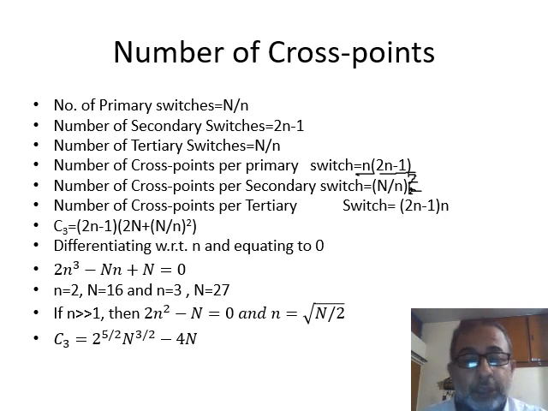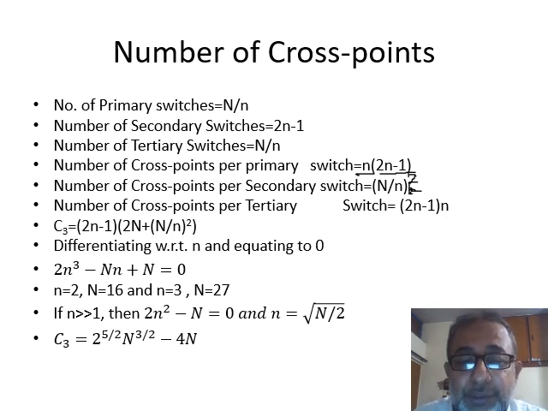So now we have the numbers of cross points per primary, per secondary and per tertiary switch. Now to get the total number of cross points in this three-stage network, we need the cross points per stage. In the first stage, we have n into 2n minus 1 cross points per primary switch. We multiply it with the total number of primary switches, which is capital N over small n. Small n and small n cancel, so capital N into 2n minus 1 is the number of cross points for the primary stage.